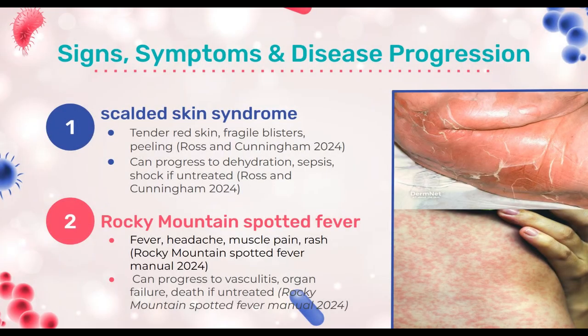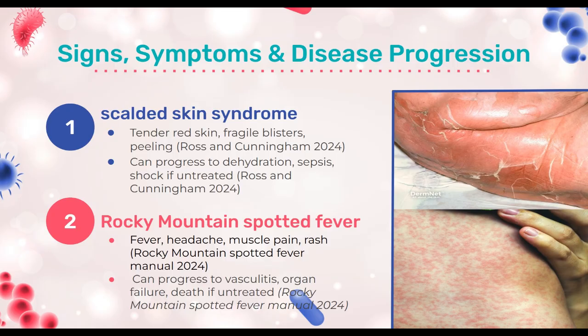For the signs and symptoms of the disease, for scalded skin syndrome, early symptoms include fever, irritability, and skin tenderness. Soon the skin appears red and blistered, and the top layer of the skin can peel away with light pressure. If untreated, the damaged skin can lead to severe fluid loss, dehydration, and a high risk of sepsis, which is life threatening, especially in infants.